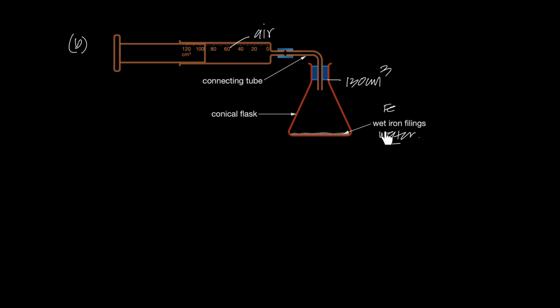Why? Because you have iron here and water here, like wet iron filings, and it's going to come into contact with oxygen, and once it does, it's going to react and start to rust. So this plunger is going to slowly start to move inwards, because the oxygen is being used up. The volume right here is obviously going to decrease. You will leave it for about a week until the reading on the gas syringe no longer changes.